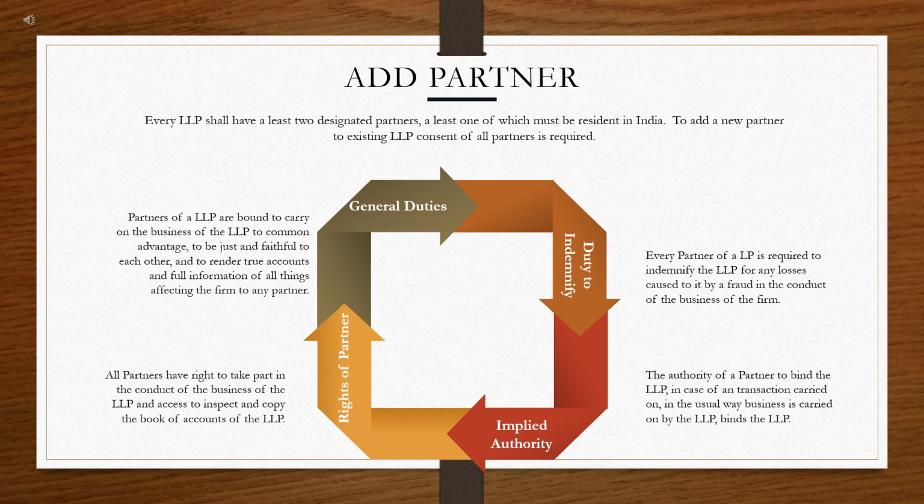Duty to indemnify. Every partner of a LLP is required to indemnify the LLP for any losses caused to it by a fraud in the conduct of the business of the firm. Implied authority. The authority of a partner to bind the LLP, in case of a transaction carried on in the usual way business is carried on by the LLP, binds the LLP. Rights of partner. All partners have the right to take part in the conduct of the business of the LLP and access to inspect and copy the books of accounts of the LLP.